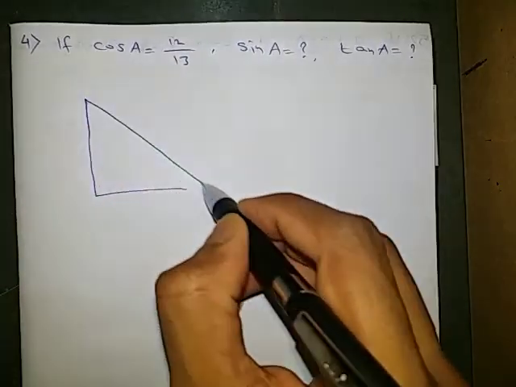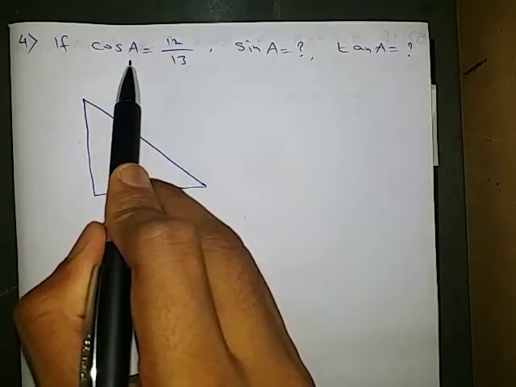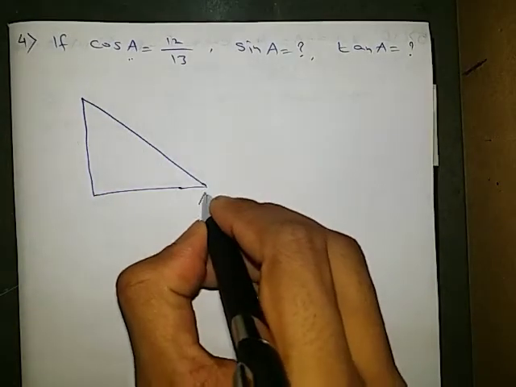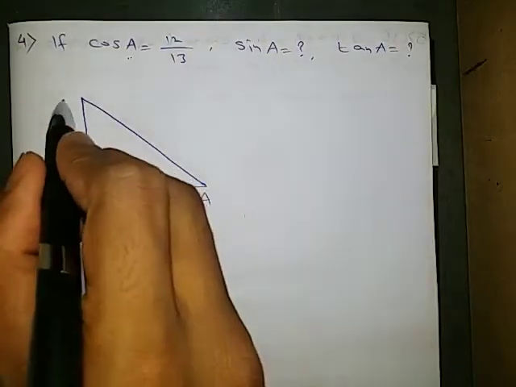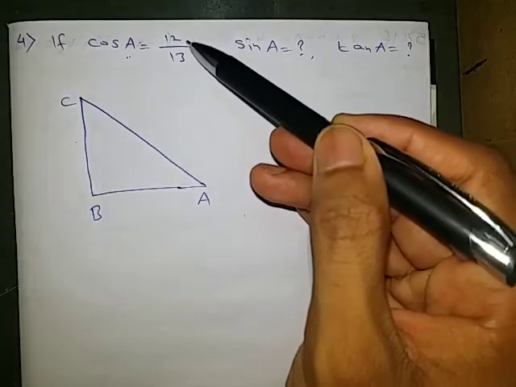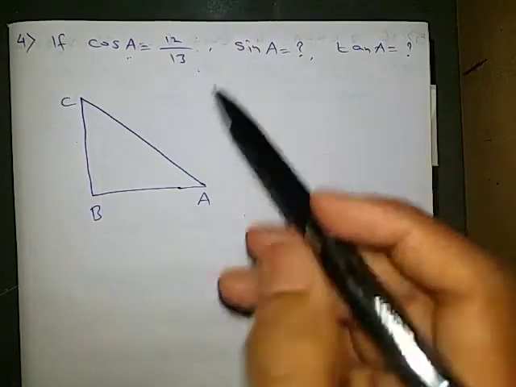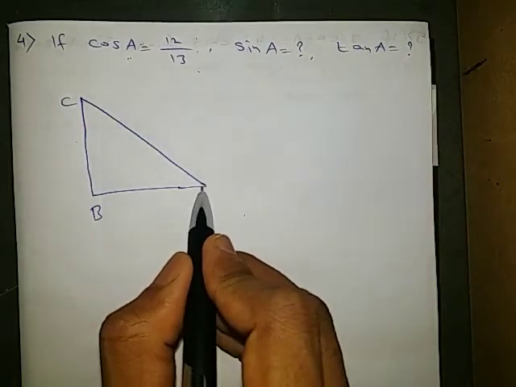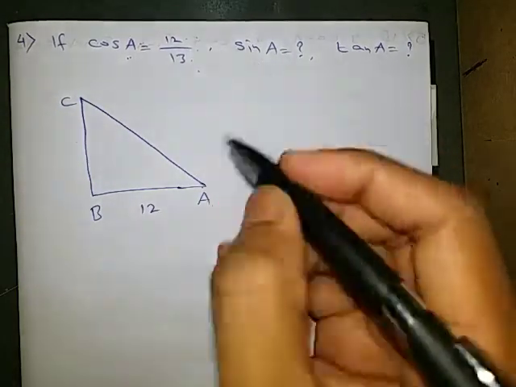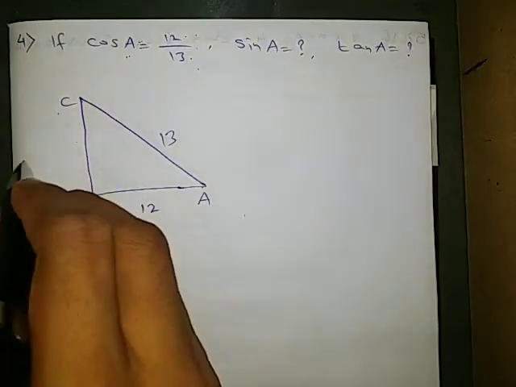Here he mentioned angle A, so it means angle A is not 90 degrees. Somewhere here I am writing A and the remaining I am writing as B and C. Next, cos is nothing but adjacent by hypotenuse. So for this particular angle A, the adjacent will become this one, AB, that is 12. Adjacent by hypotenuse, this is the hypotenuse. So first we need to find out this BC side.